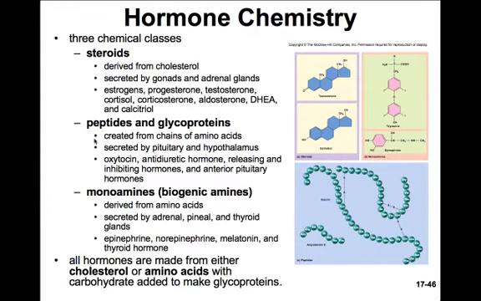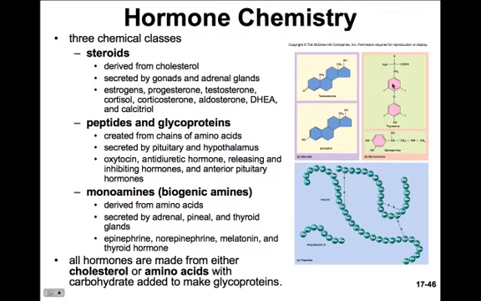In this section, we'll be focused on the chemistry of hormones. All the hormones fall into three chemical classes. There are steroids, peptides and glycoproteins, and then the monoamines. All steroids are derived from cholesterol, which has this four-ring structure, and they're secreted by the gonads and adrenal glands. The steroid hormones include estrogens, progesterone, testosterone, cortisol, corticosterone, aldosterone, DHEA, and calcitriol.